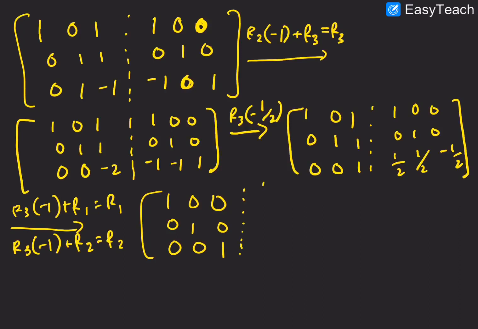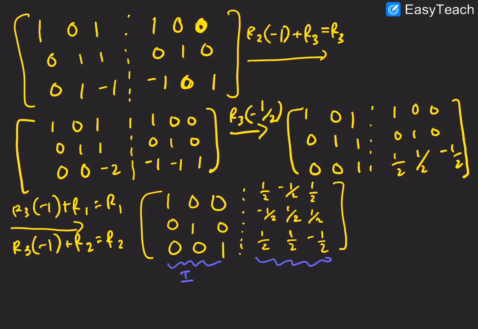And on the right side, we have 1/2, -1/2, 1/2. Then -1/2, you have a 1/2 there, 1/2, and you have a 1/2, another 1/2, and a -1/2. Okay, now let's take a look at our final product. On the left side, we have what looks like our identity matrix. So, by the algorithm, that means that on the right side we have our inverse matrix.